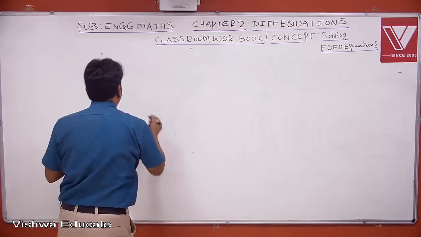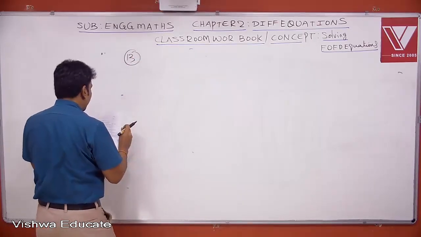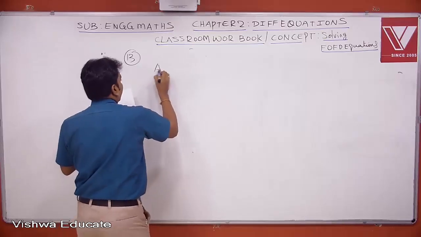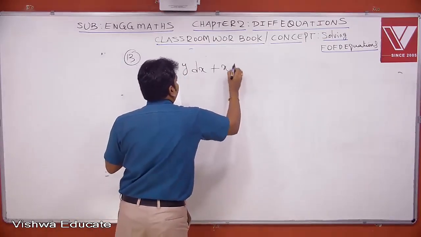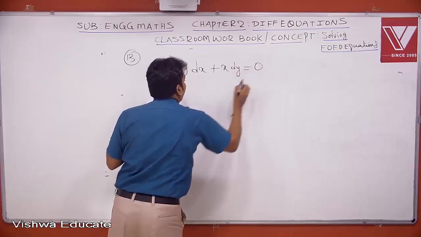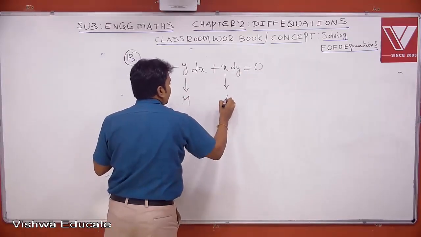Question number 13. Which of the following equations is exact? What is my option A? Minus y dx plus x dy equal to 0. Now this is the M value. M is minus y, N is x.